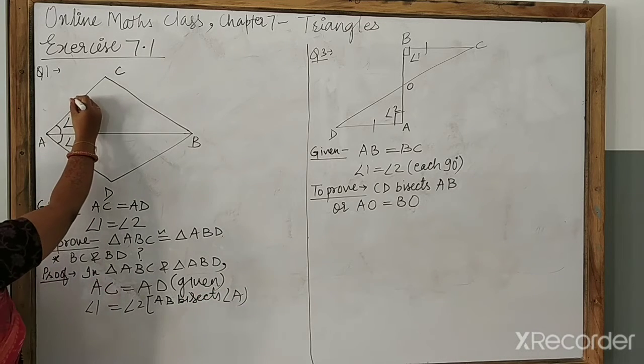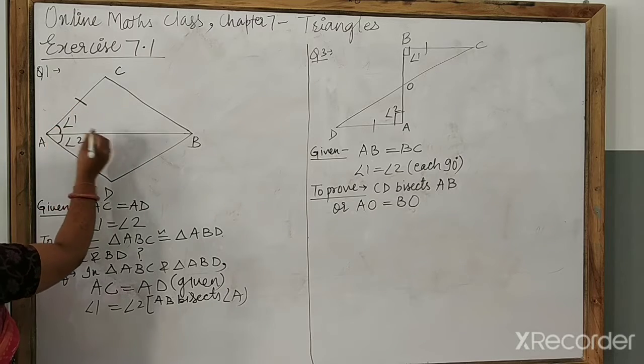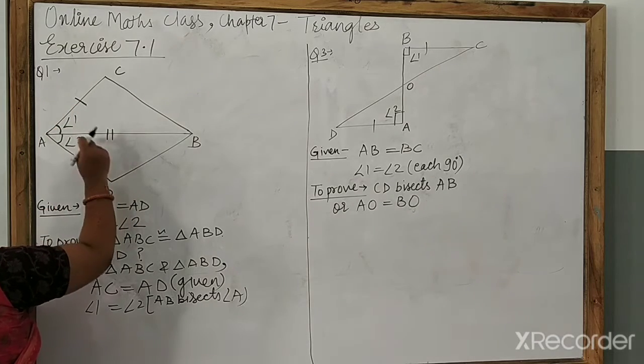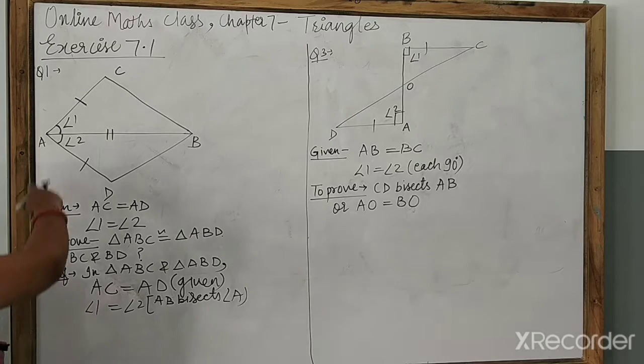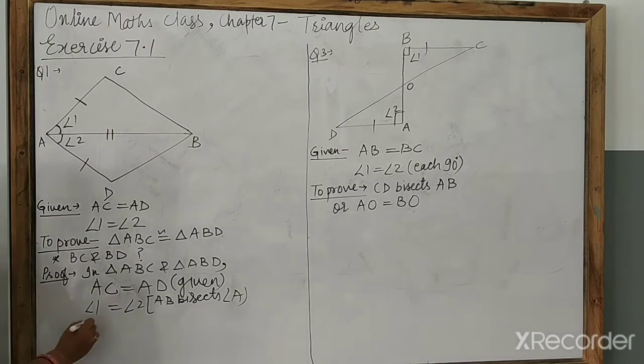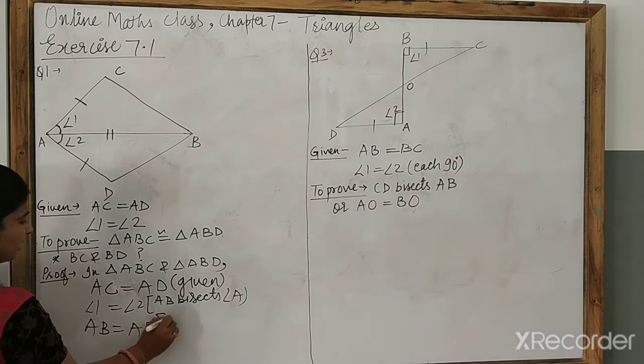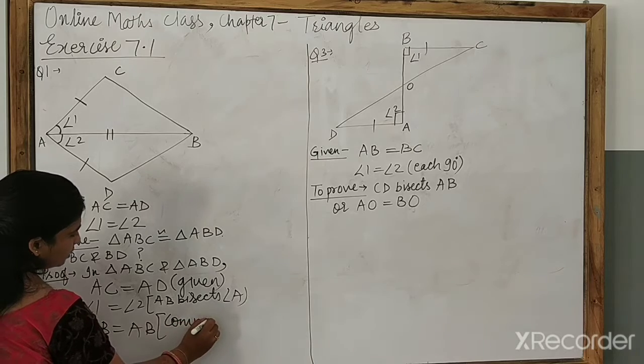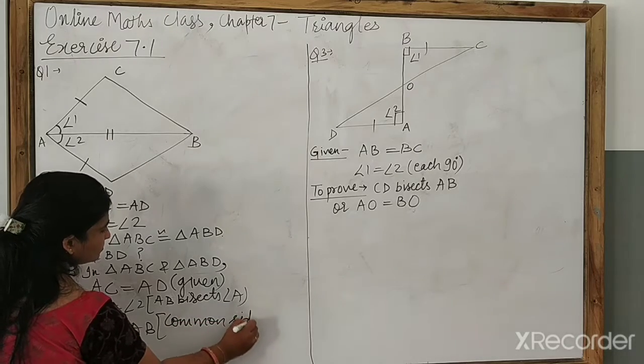Now see here, can you see that this side AB is common in both the triangles? It is in the upper triangle and also in the lower triangle. So can I say AB is equal to AB? And what is the reason behind it? They both are the common side.